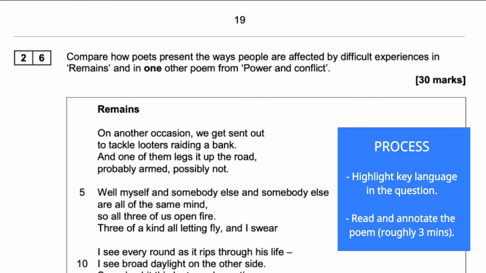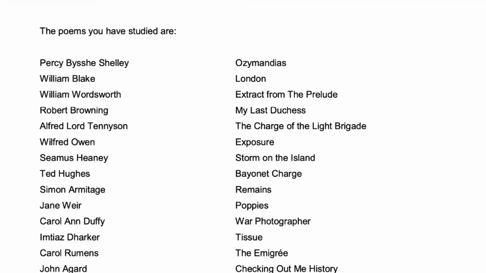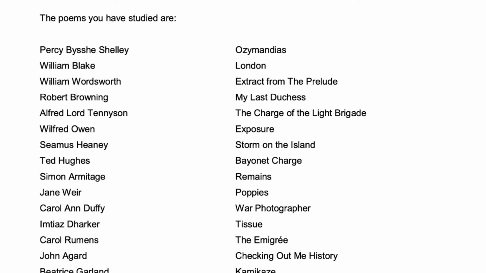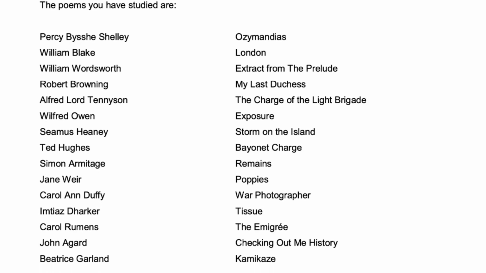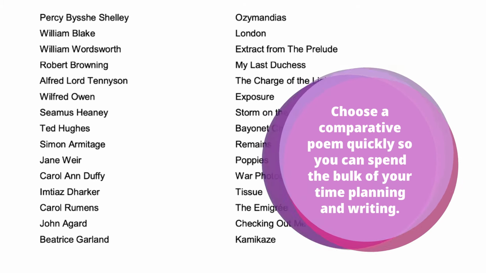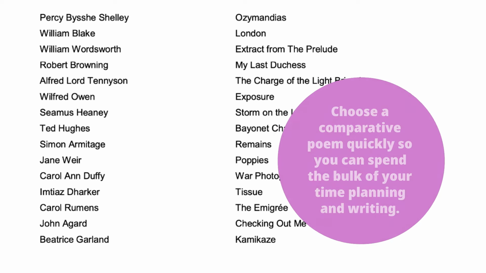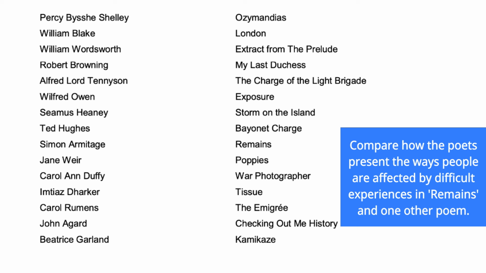Then, I would recommend reading the named poem and highlighting evidence which links to the topic for about 3 minutes. Once you have a confident idea of how the named poem links to the topic of the question, scan down the poem list on the opposite page and consider which poems will compare well. Just like in Section A, don't take too long stressing over this. Make a gut decision based on another poem you know well that links to the same theme. For this particular question, I would favour poems with a clear focus on personal emotions, such as Poppies, Kamikaze, or War Photographer. But many of the poems would work here.